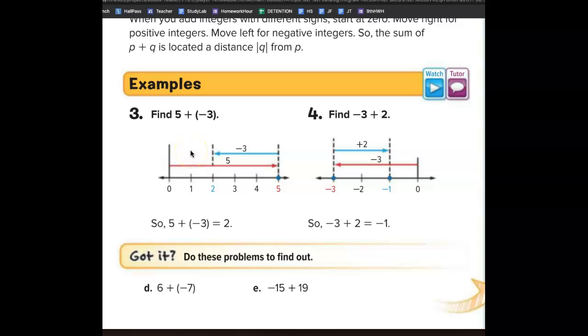Same signs or different signs? Different signs, so we find the difference, which means what, Abigail? What does difference mean? Subtract. So what is 5 minus 3? 2, okay? So if we start at 0, I go +5, I go to the right, 5. -3 goes back to the left, 1, 2, 3. They end up at 2. Okay, 5 minus 3 is 2.